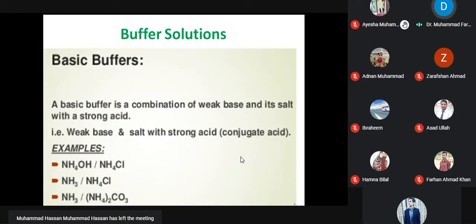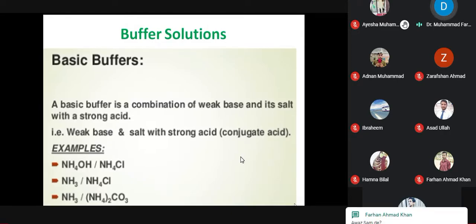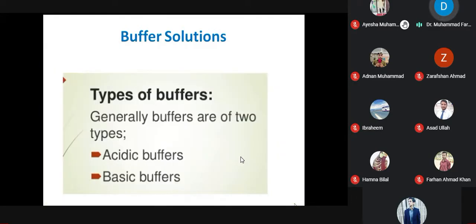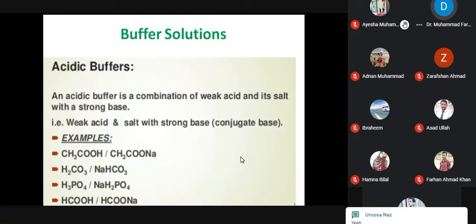A basic buffer solution is a combination of a weak base and its conjugate, which comes from a strong acid. For example, ammonium hydroxide plus NH4Cl, ammonium chloride. When we mix them, the solution is called the basic buffer. So there are two types of buffer. One is called the acidic buffer. The second one is called the basic buffer.